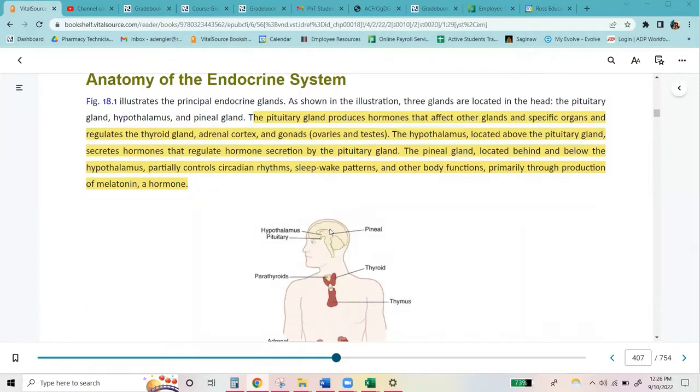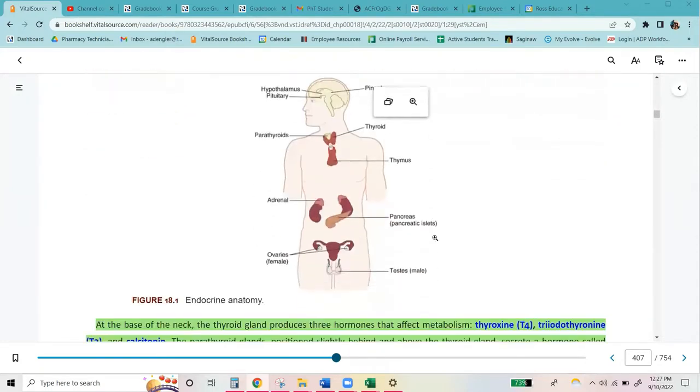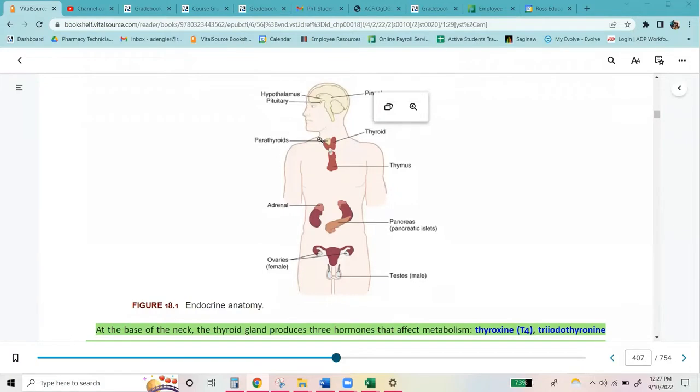This figure 18.1 illustrates the principal endocrine glands. 3 glands are located in the head: the pituitary gland, the hypothalamus, and the pineal gland. You can see them all here.